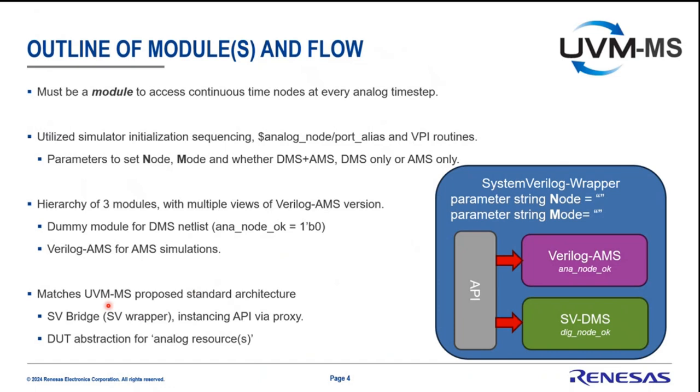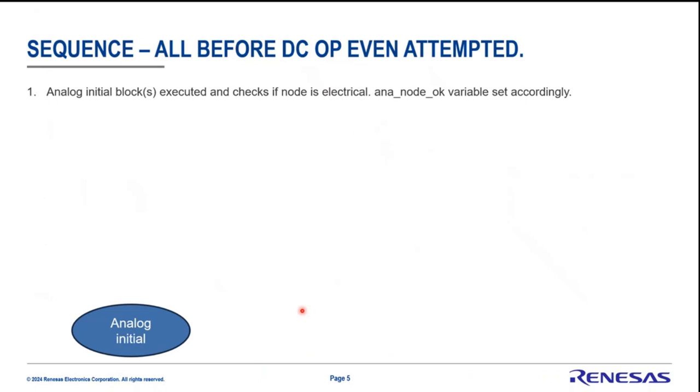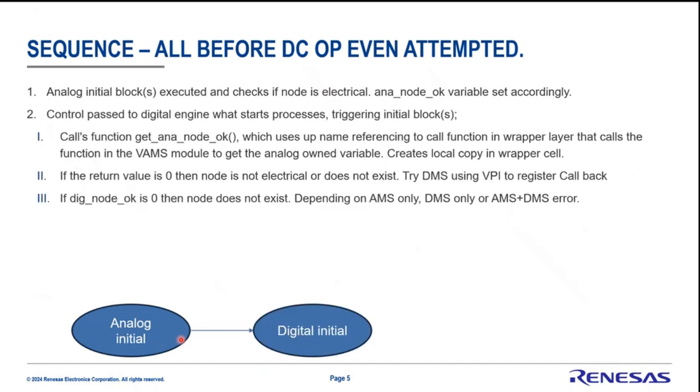As I said, this is currently matching the UVM mixed signal proposed architecture, where you have a SystemVerilog wrapper, and then you have the core modules that deal with the abstraction. And then the API is connected via what we call a proxy. So this is something that might come out in the next 6 months with UVM mixed signal. So what happens is the analog initial block is called first, and this is how an AMS simulation starts. It will check if the node is electrical and set the analog_ok variable accordingly.